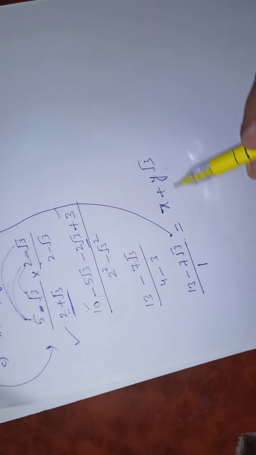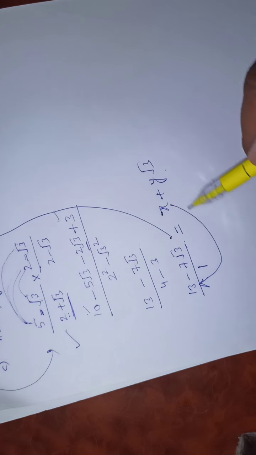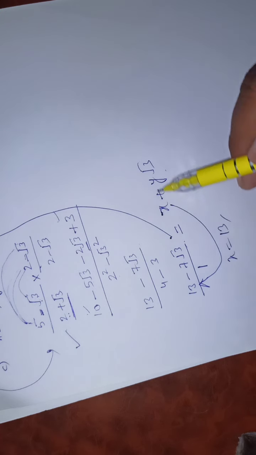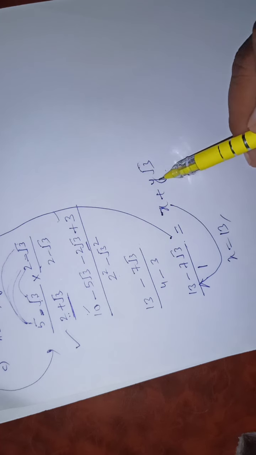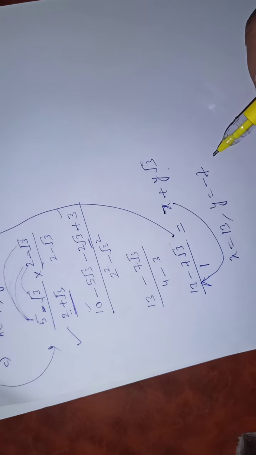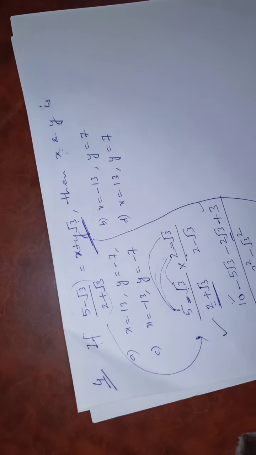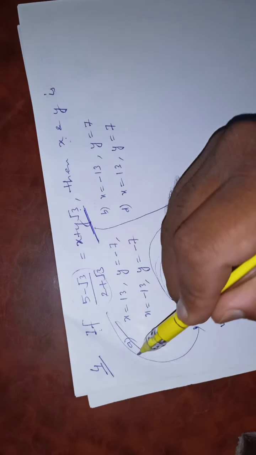Now compare these things. X, if we compare, it is equal to 13, so x is equal to 13, and with root 3 here it is y, and with root 3 here minus 7. So y is equal to minus 7. So see the options. X is equal to 13 and y is equal to minus 7. So it's the first option. Okay.